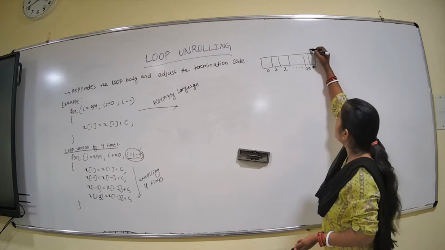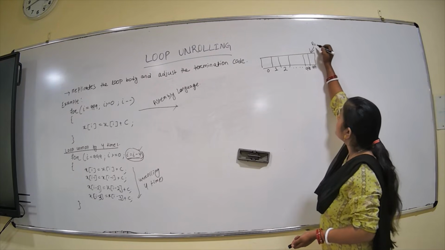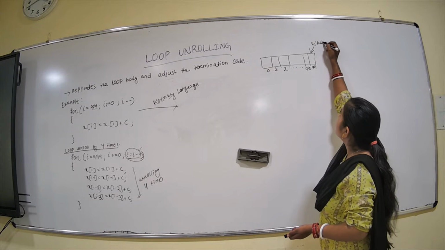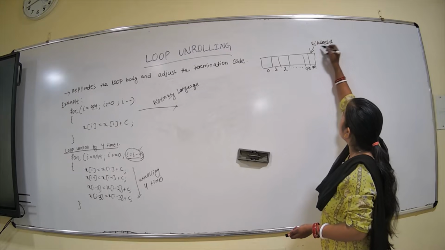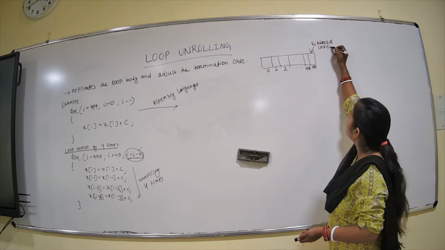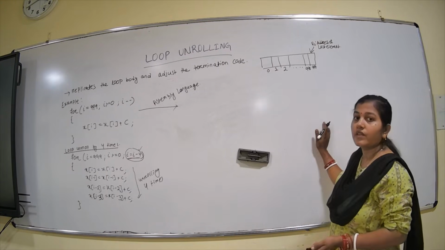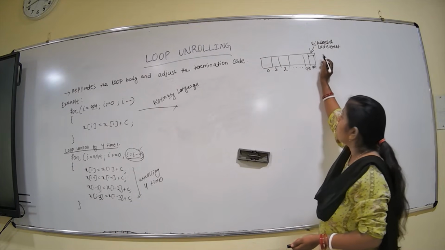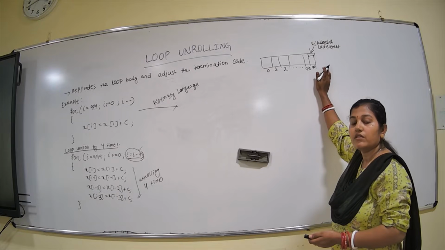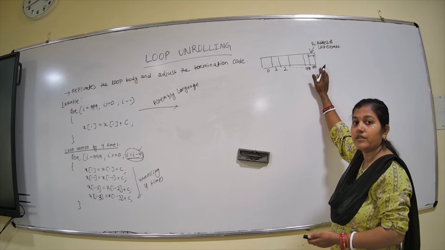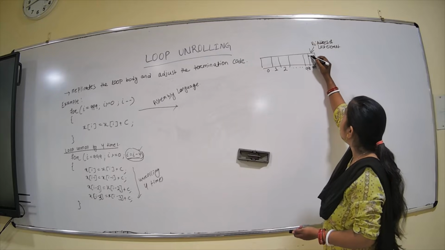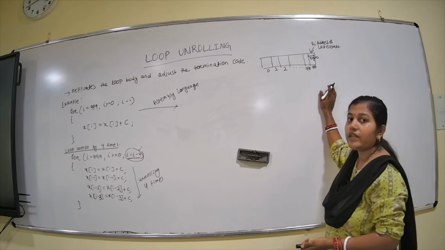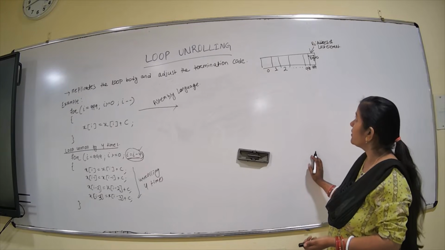The assumption is, let's say, register R1 contains the address of the last element. The size of each element is 8 bytes.